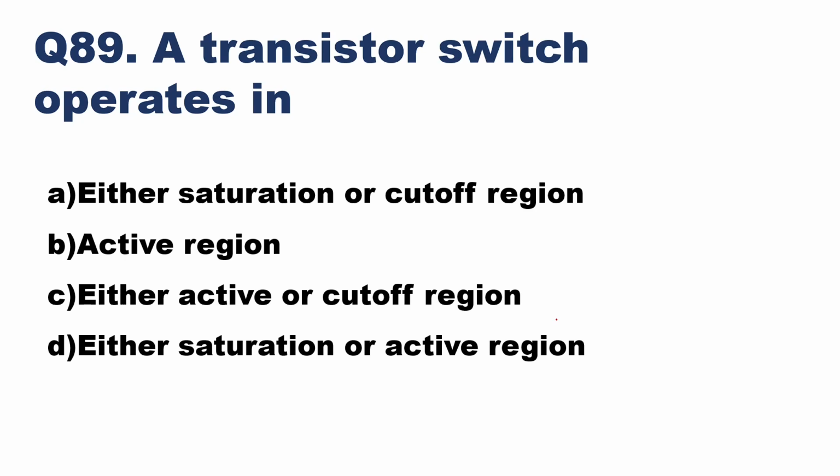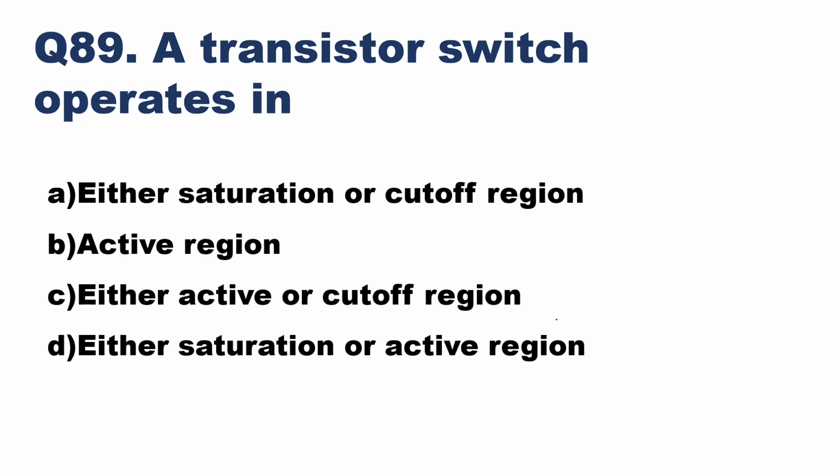A transistor switch operates in. Options are either saturation or cutoff region. Option B is active region. Option C is either active or cutoff region. And option D is either saturation or active region.